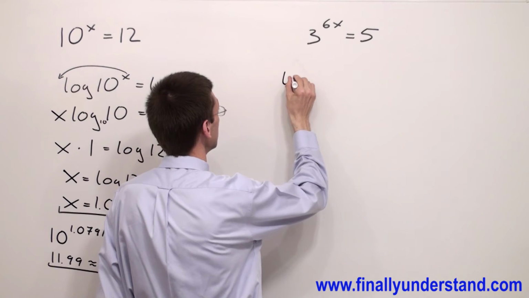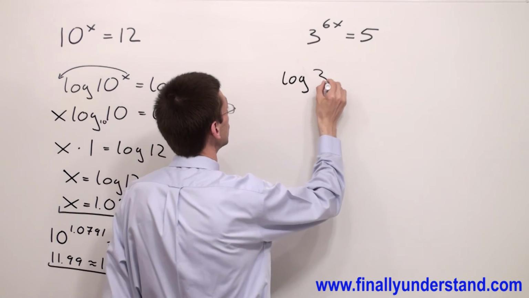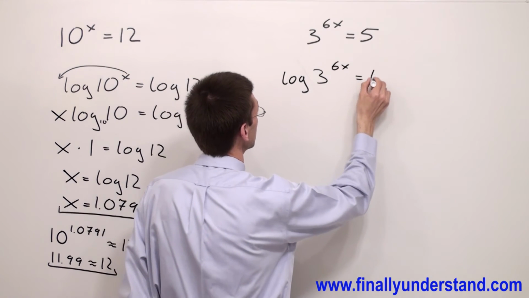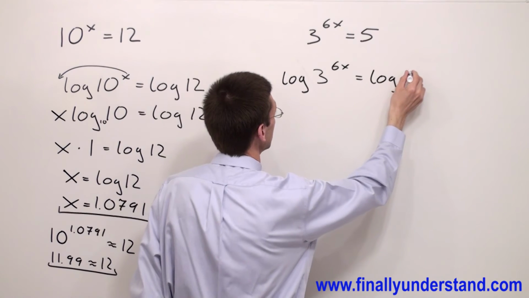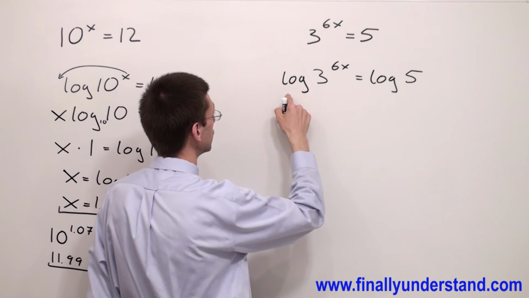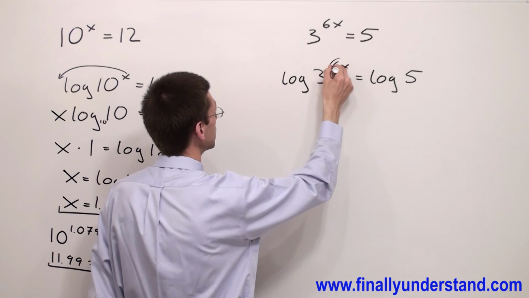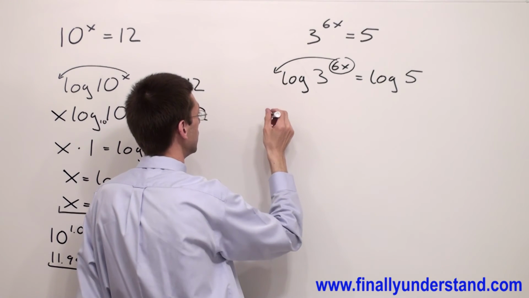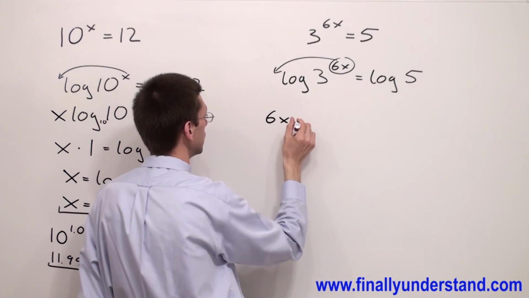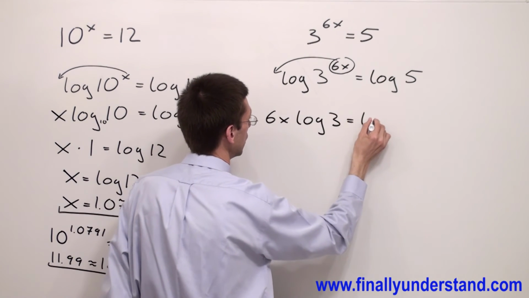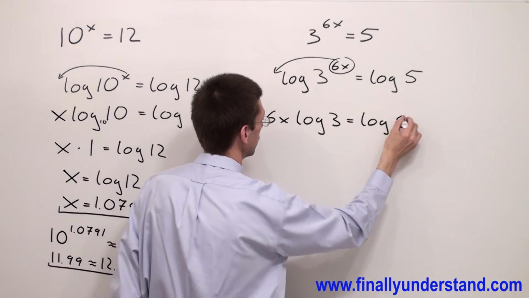I have logarithm of 3 to the power 6x equals logarithm of 5. Next, I'm supposed to use the property for the log of a power. And my exponent is going to be, this time, the coefficient. And I'm going to have 6x log of 3 is equal to log of 5.